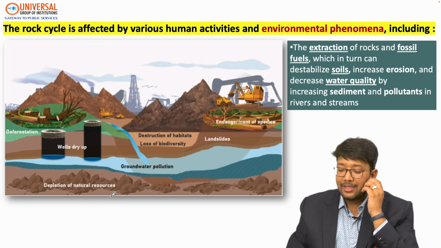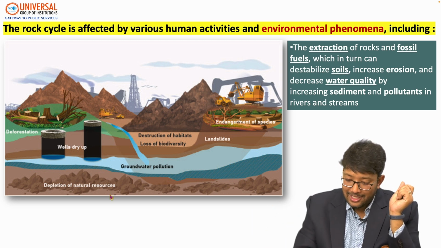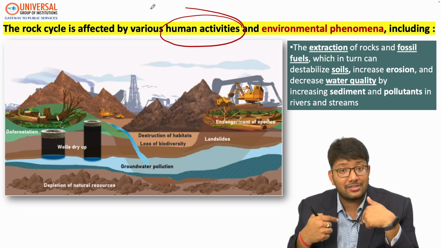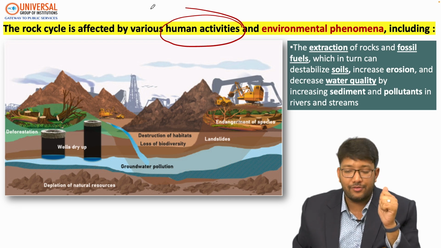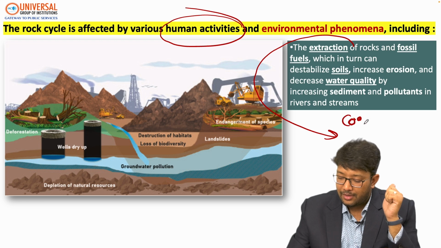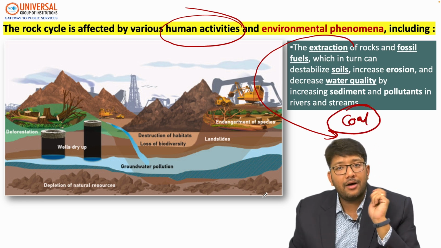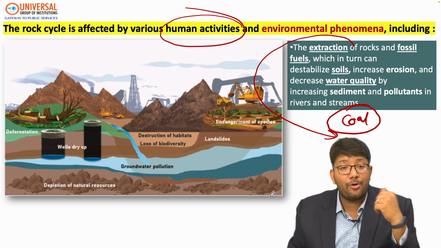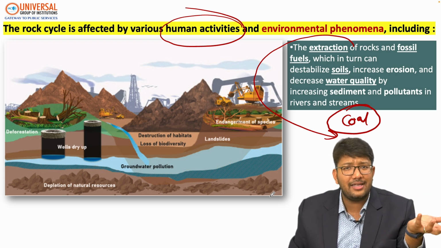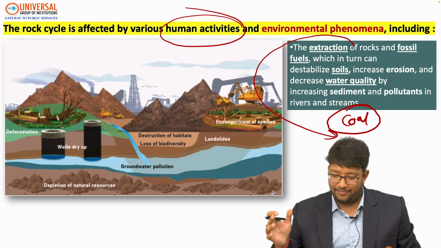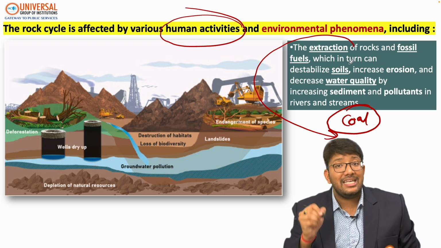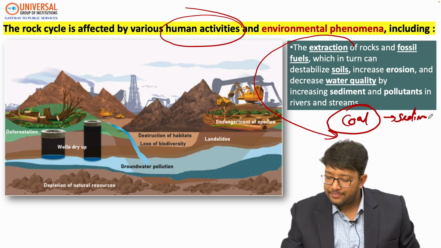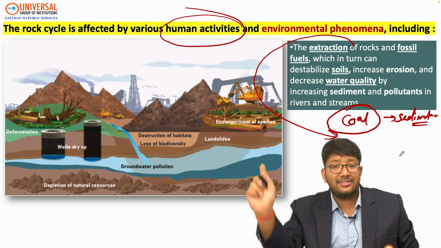Fine. Third, the next is human activities. This particular phenomenon is ours: the extraction of rocks and fossil fuels. Rocks, like coal. We are extracting coal for our energy, potential energy resources. We need it for the coal thermal power plant and for various other purposes. Coal is part of our life, basically. So when we are extracting such rocks, and by the way, coal is a type of sedimentary rock. You have to remember that. Coal is a type of sedimentary rock.